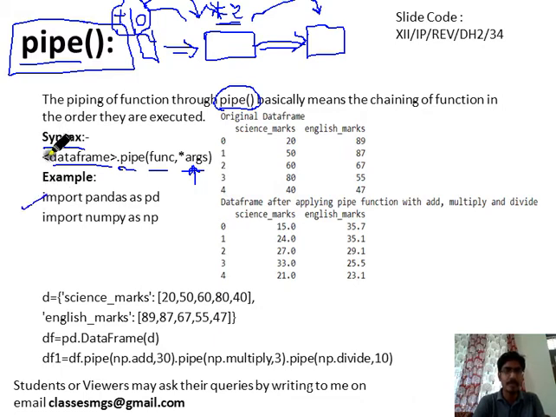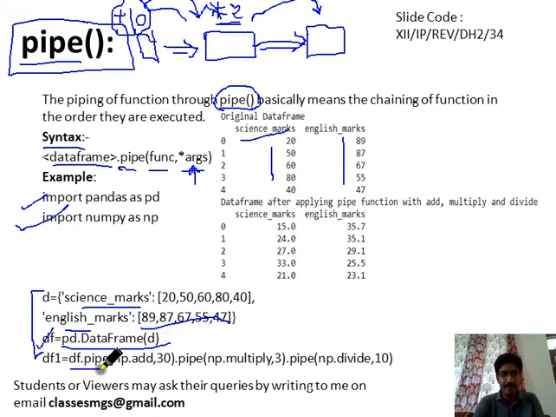So for example, we are importing pandas, then importing numpy, then we are creating a data frame through a dictionary. This is the way. science_marks is a column, with values 20, 50, 60, 80 and 40. Then english_marks is a column, with values 89, 87, 67, 55 and 47. Now we have created this data frame using this code.